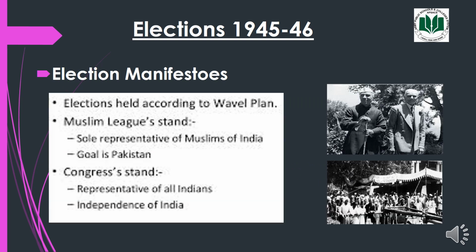Students, both Muslim League and Congress presented their election manifestos. The Muslim League's manifesto comprised 2 points. First, it was the sole representative of Muslims of India, and second, its goal was to achieve Pakistan as a separate homeland for the Muslims of India. On the other hand, Congress included in its manifesto that it is the representative of all Indians, and it stands for the independence of India as a whole.